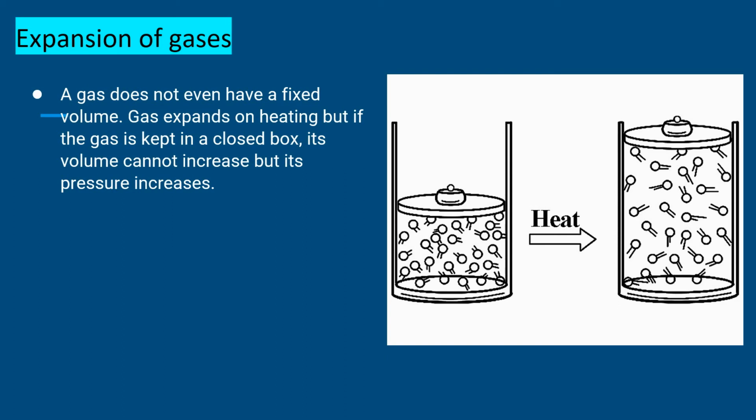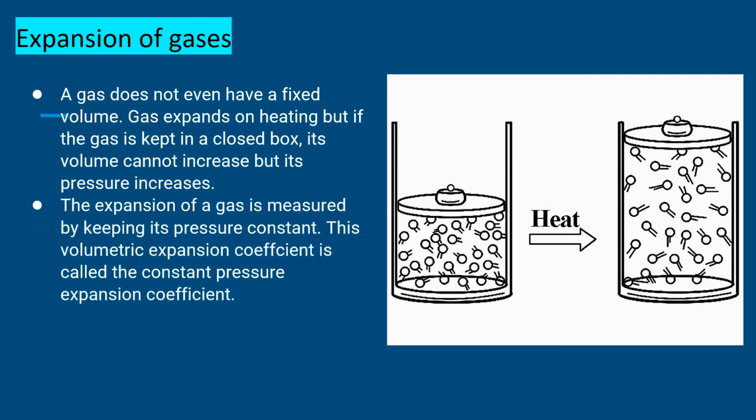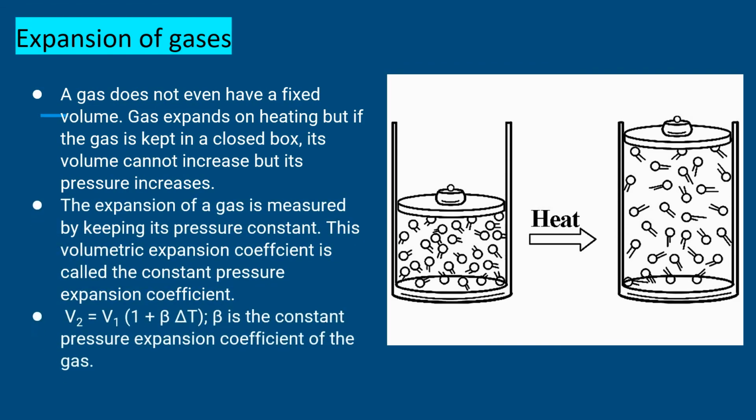This volumetric expansion coefficient is called the constant pressure expansion coefficient and is given by the following formula. V2 is equal to V1 (1 + βΔT). Beta is the coefficient of expansion at constant pressure. Since we cannot study the expansion of gas at variable pressures, because in a closed box obviously the pressure will increase, we have to study it at constant pressure. So this is how we have studied expansion of solids, liquids and gases.